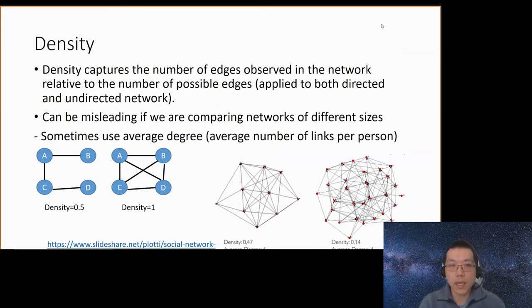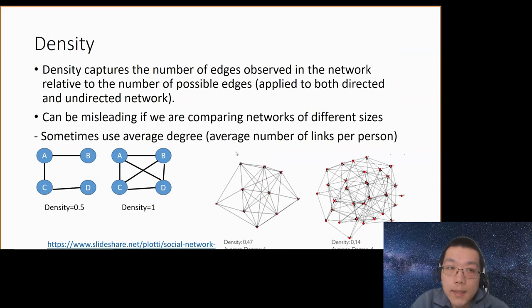Density captures the number of edges observed in the network relative to the number of all possible edges. So compare the two networks on the left here. We have four nodes, A, B, C, D. In the first network, only three out of six possible ties exist, which gives you a density of 0.5. While in this network, all six possible ties exist, which gives you a density of 1. So density is always a number ranging from 0 to 1, with a higher number meaning the ties are denser, or there are more possible ties.